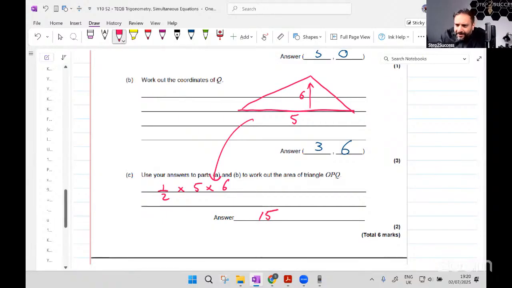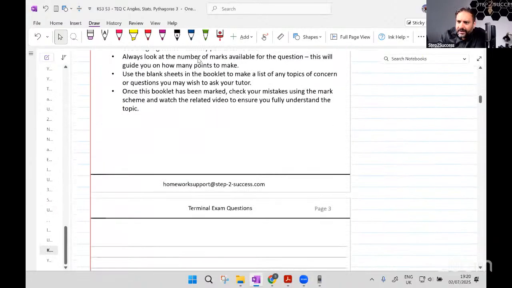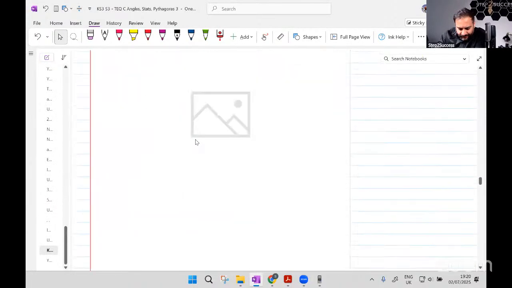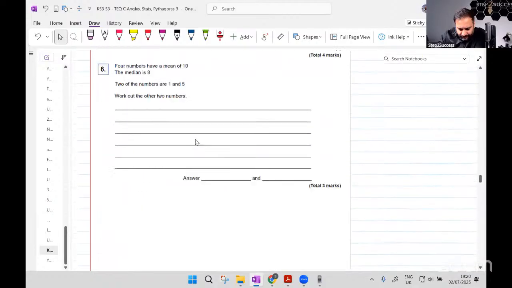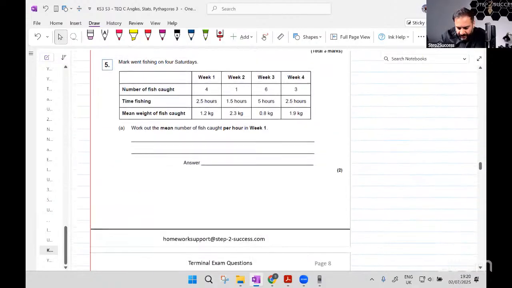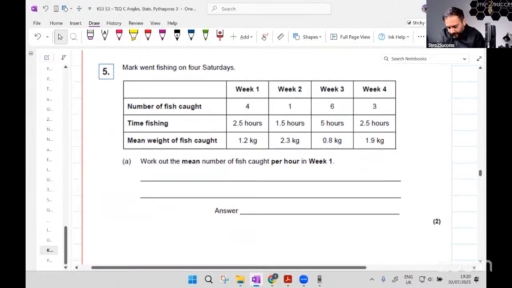Right, let me get through this last one. Year 9's 589C. Okay. Oh, horrible. Right. Work out the mean number of fish caught per hour in week one.